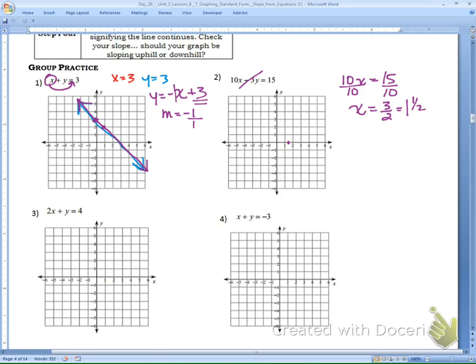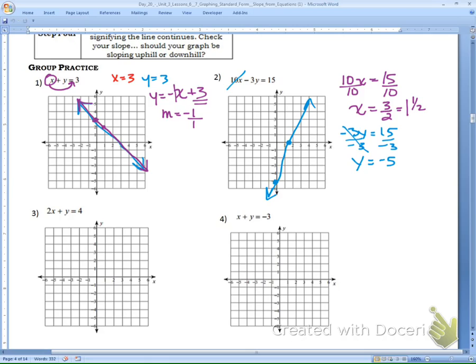And then to find my y-intercept, I'd have to cross off my x term. You'll get negative 3y is equal to 15. Divide by negative 3. So y is equal to, I have a positive over a negative. Did you remember to watch your signs there? Equals a negative 5. So negative 5 would be right there, and then draw your line straighter than mine, like that.